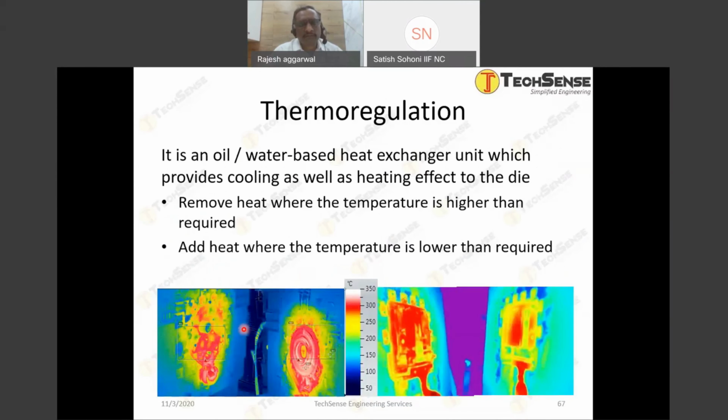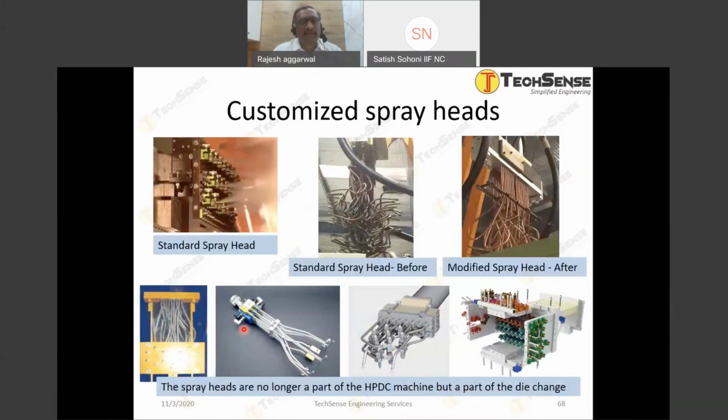Thermoregulation can be either an oil-based or water-based heat exchanger unit, which provides cooling as well as heating effect to the die. So basically, as we know, heat flows from high temperature to low temperature. It removes the heat where the temperature is higher than required, and it adds heat where the temperature is lower than required. So both ways, it acts very intelligently. Customized spray heads.